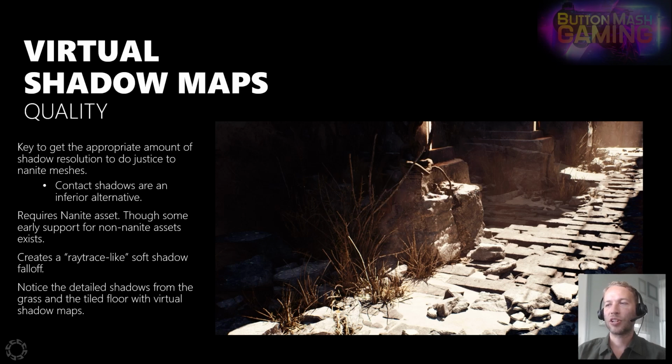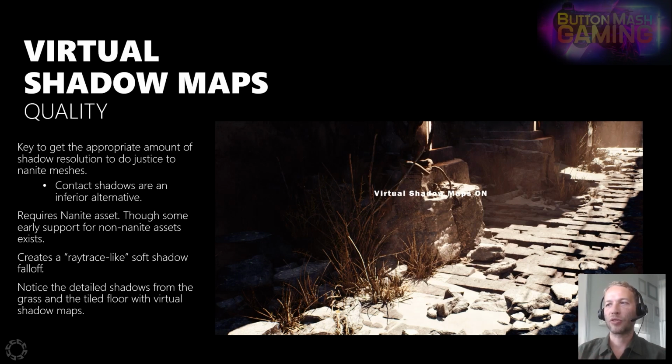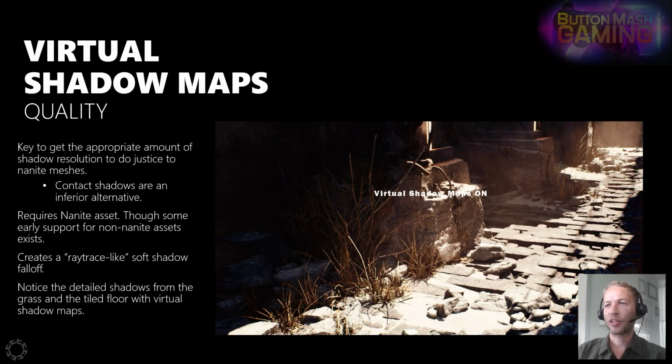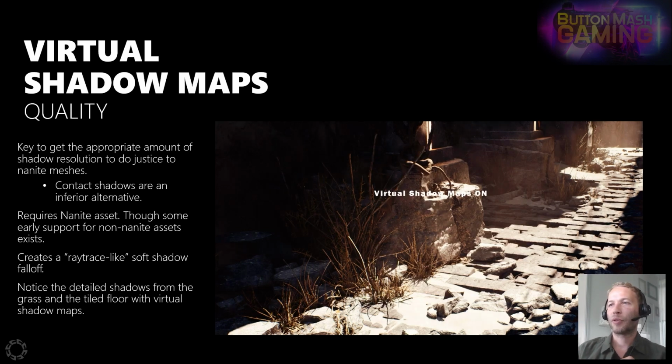You can see in this image here, we're flicking between the two with virtual shadow maps on and off, and you can see really the detail you get off that cobblestone floor. And you can also see the detail from the shadows on the grass blades you get with the virtual shadow maps. It's really precise. It's fantastic. So we're really happy with the quality.